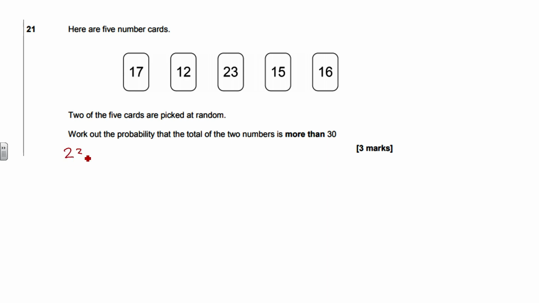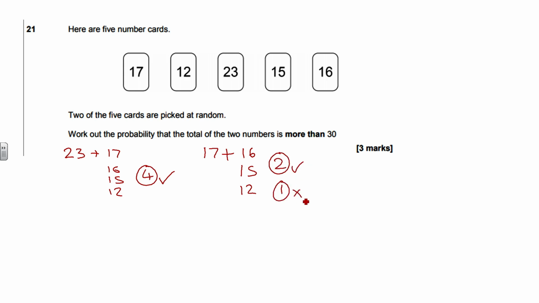So if we think about the combinations with 23, I could have 23 plus the 17, the 16, the 15, or the 12. So all 4 of those combinations will give me numbers above 30. Now, if we think about the 17, I could have the 17 with the 23, but I've already considered that. I'm just going to consider the unique combinations here. So I could have 17 with 16, 15 or 12. Now 17 and 16 and 17 and 15 are more than 30, but 17 and 12 isn't. So I've got 2 that are and 1 that isn't.